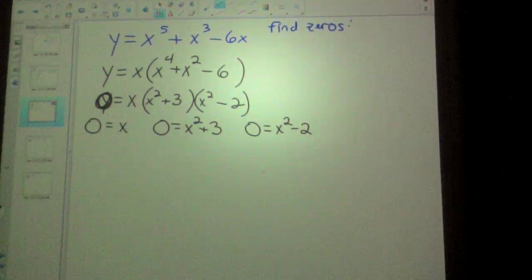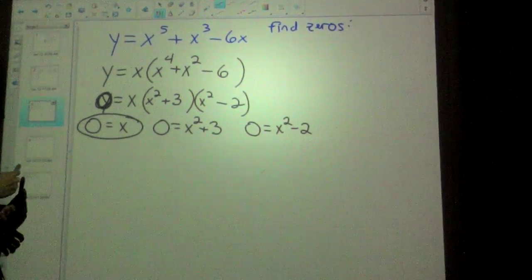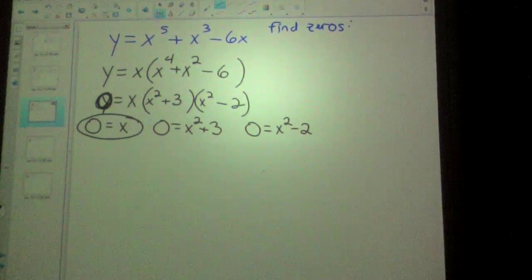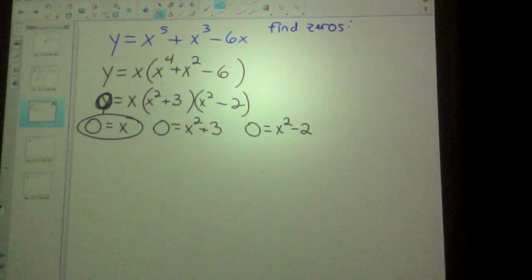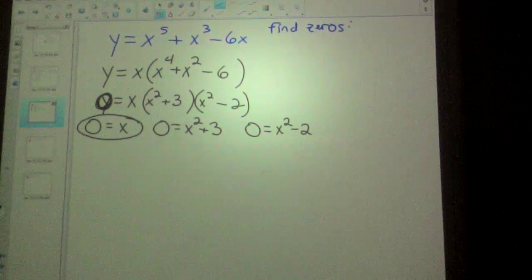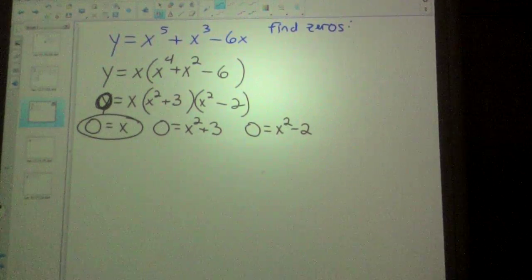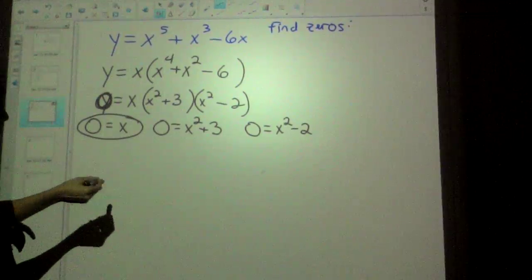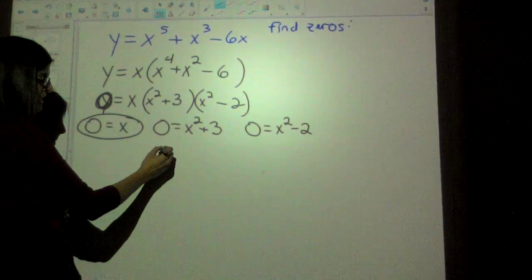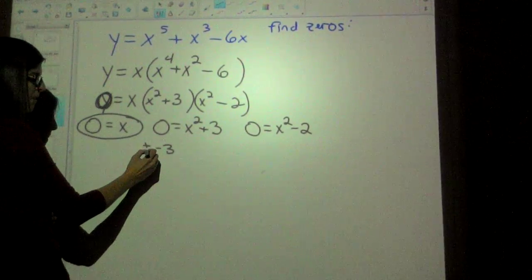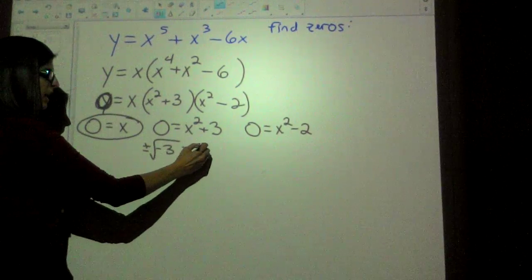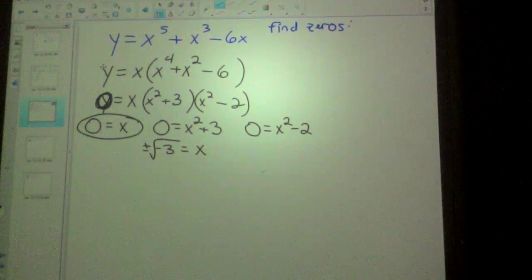All right, folks, how do we solve these problems? x equals 0 is one of my zeros. How do I solve x squared plus 3 equals 0? Yeah, how? Okay, subtract 3 from each side and then square root. And when you square root, you'll have to put plus and minus. So you'll get plus and minus the square root of negative 3 equals x.